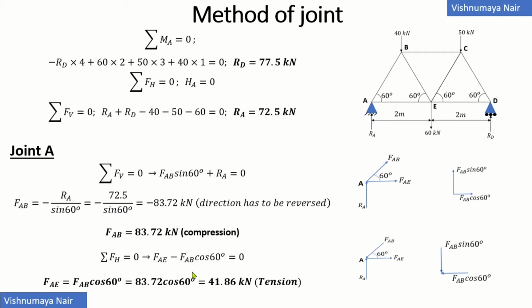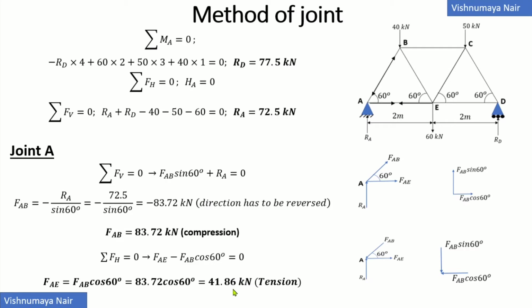So, FAE minus FAB cos 60 is equal to 0. Therefore, FAE will be equal to FAB cos 60, which is equal to 83.72 cos 60 because FAB is 83.72 kilonewton. Now this will be equal to 41.86 kilonewton. Therefore, FAE is equal to 41.86 kilonewton. This value is positive. Therefore, the force FAE is acting away from the joint A and it can be represented like this.